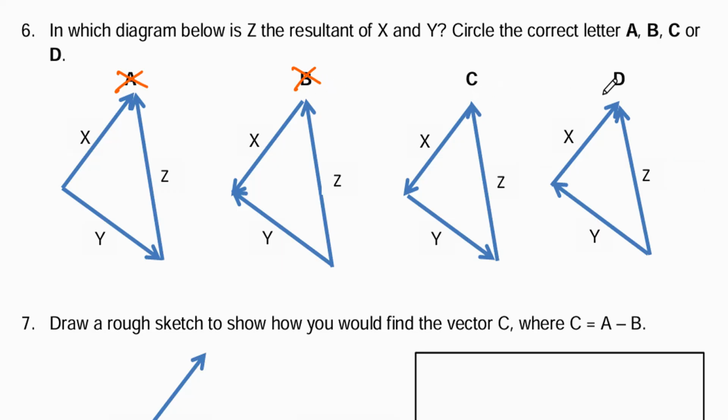In both C and D, X and Y are drawn head to tail. However, for Z to be the resultant of the two, Z must be drawn from the tail of the first one to the head of the second one. And this, of course, is D. We can see here X and Y are drawn head to tail, and Z is from the tail of the first one, from the tail of the vector Y, to the head of the second vector, which is X. Let's look at question 7.